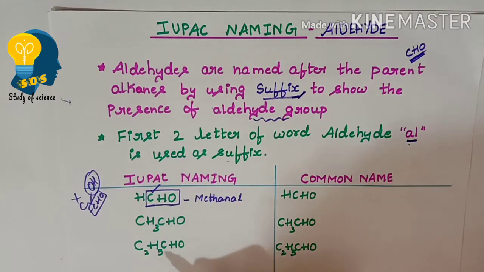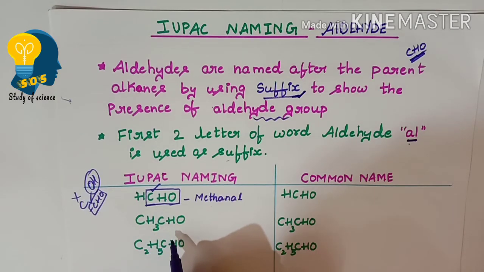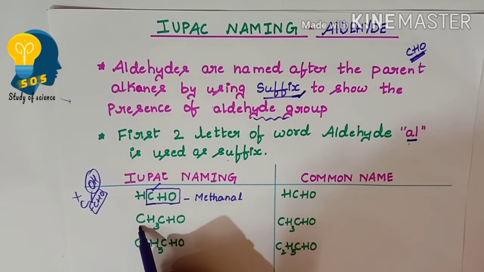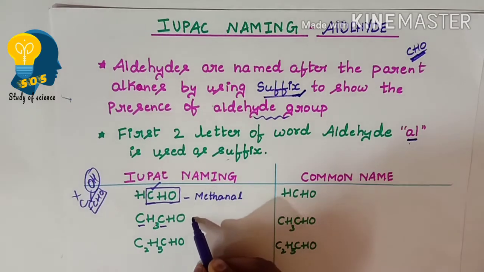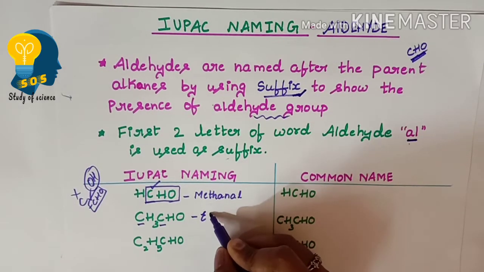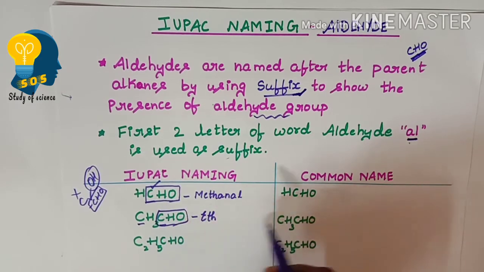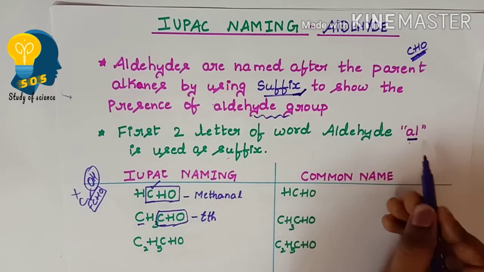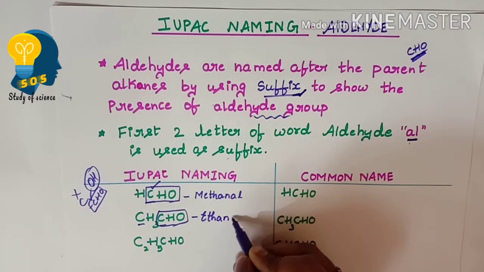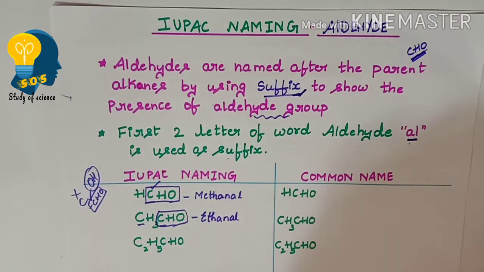Clear? Then the second one is CH3CHO. How many carbon atoms are there? 1 and 2. So 2 carbons, it is eth. What is the functional group here? The functional group is al. Eth plus al is ethanal.